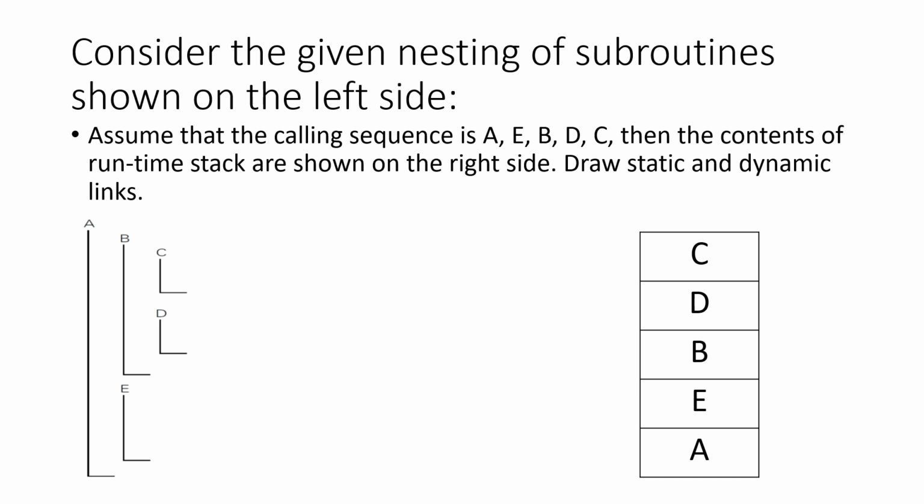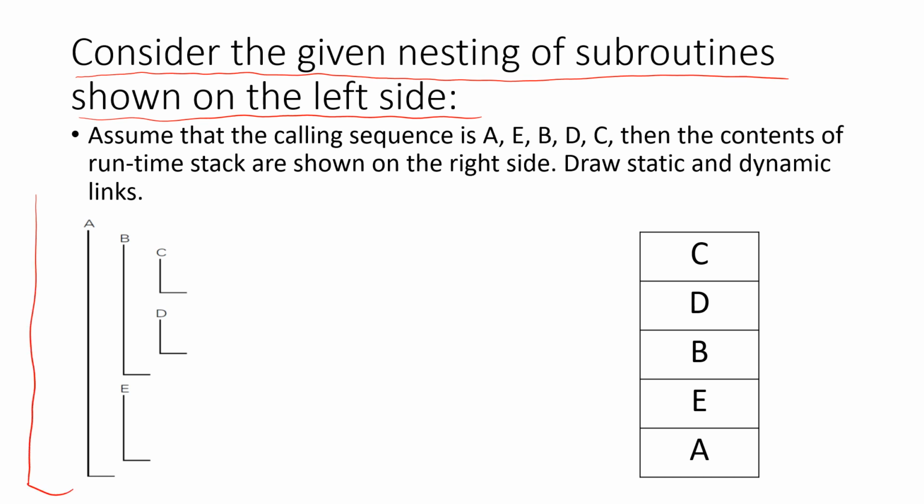Suppose we consider the given nesting of subroutines shown on the left hand side. Here, this is the nesting which is shown over here on the left side. As you can see, A is the outermost procedure. B and E are defined in A. C and D are defined in B. So we have three levels of nesting.